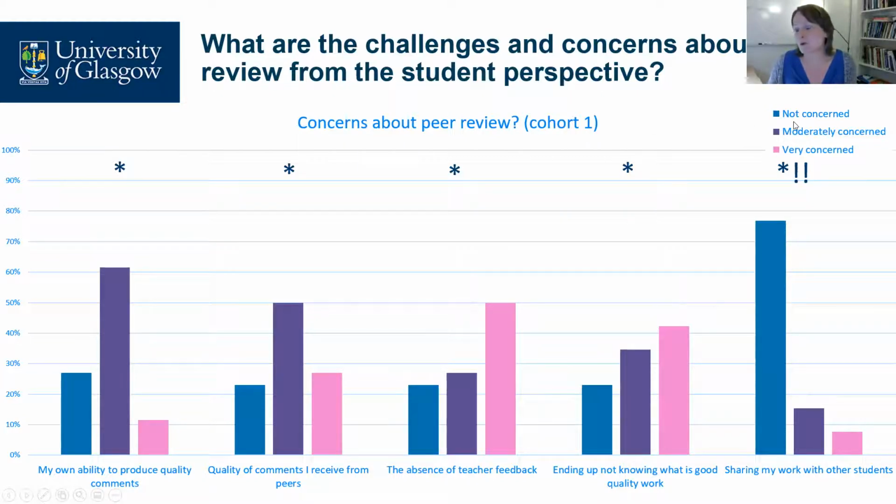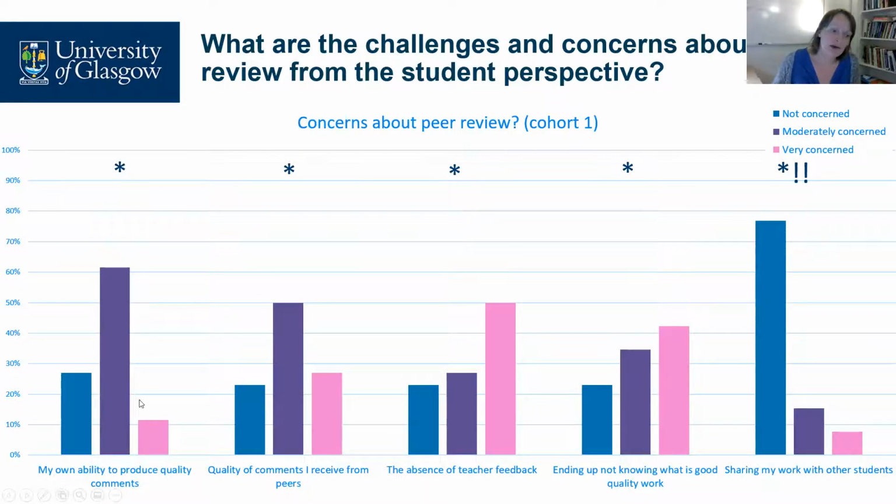So blue corresponds to students being not concerned, purple corresponds to them being moderately concerned, and pink corresponds to them being very concerned. These binomial tests were two-tailed because we had no particular predictions about them being any more concerned about some things than others. So yeah, these are two-tailed.